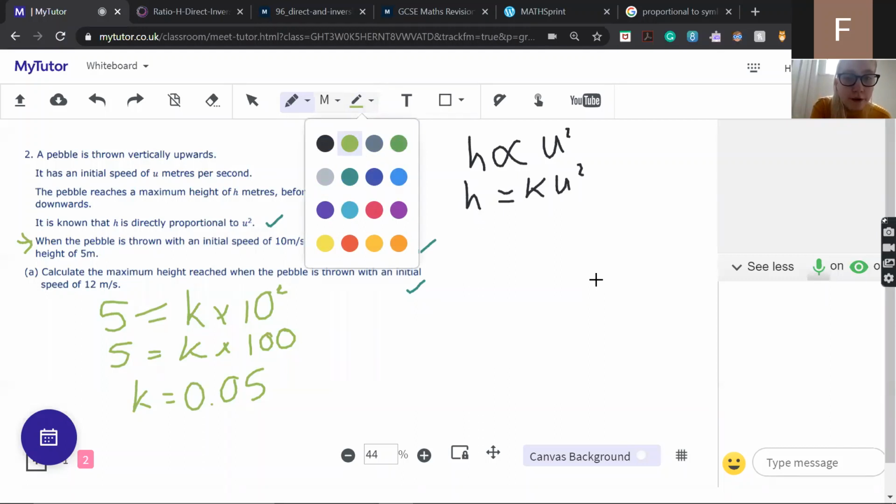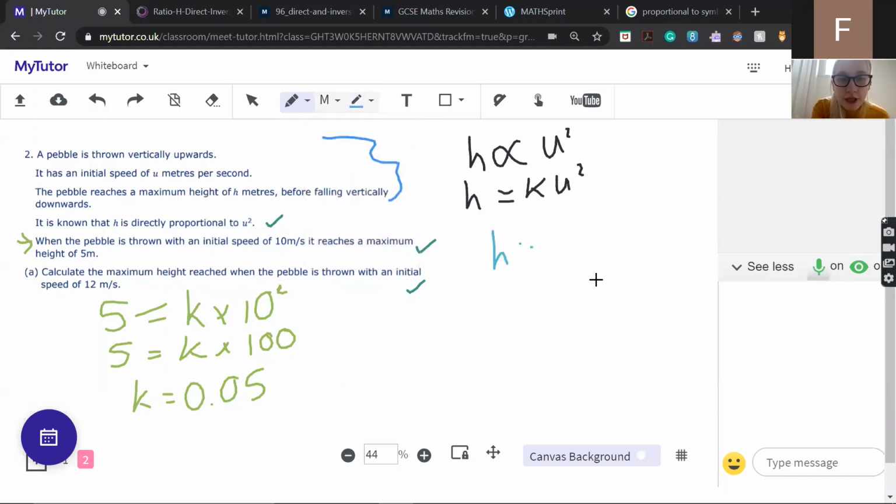So now we can rewrite this and say that h equals 0.05 u squared. So now we've got our magic equation. Now we want to find the maximum height reached when the pebble is thrown with an initial speed of 12 meters. And that sounds like a scary sentence, but all it means is find h when u is 12. So we say h equals 0.05 times 12 squared.